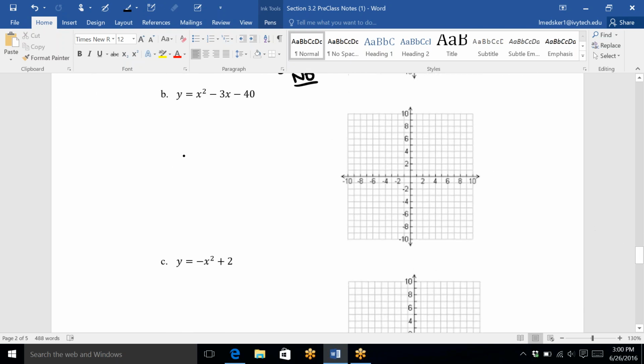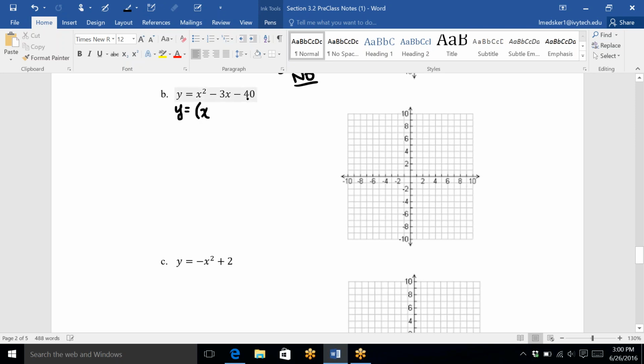Okay, let's try one that's a little more interesting. When you're dealing with parabolas, if you don't know much about tables of values, it gets really difficult to know if you've picked the right point. So if you have factors first, I would do that first and go ahead and find your intercepts.